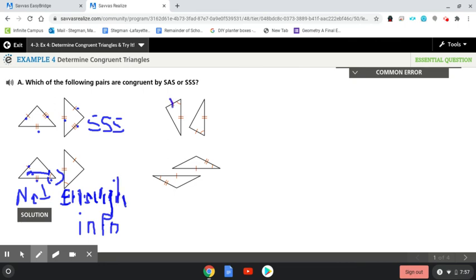All right, let's look at this next one. So this next one, we've got a side, we've got an angle, and then a side. Now notice the angle is in between the sides. So this one we can say side, angle, side.